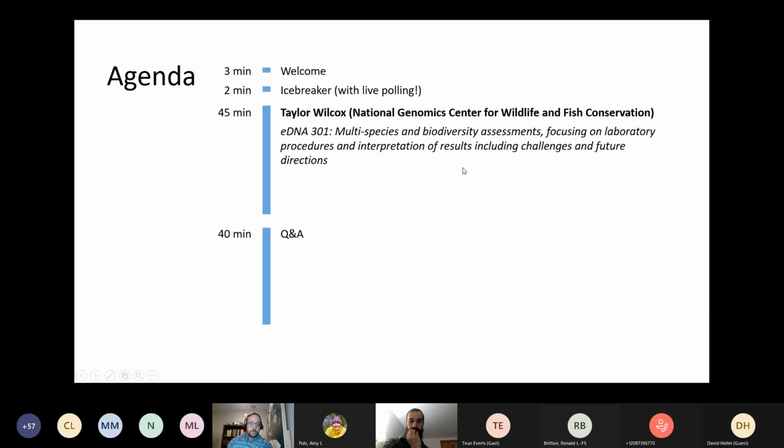Here's today's approximate agenda. After I wrap up the welcome, we'll do an icebreaker question to make sure everyone is awake after lunch and familiar with using some of the functions of Microsoft Teams. We are planning on about a 45-minute presentation from Taylor Wilcox after the icebreaker and opening. And then with the remaining time, we'll do question and answer and discussion.